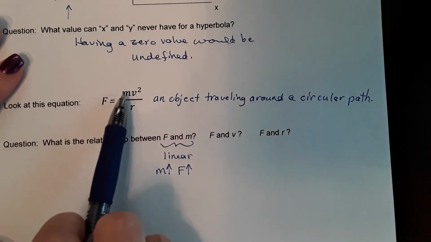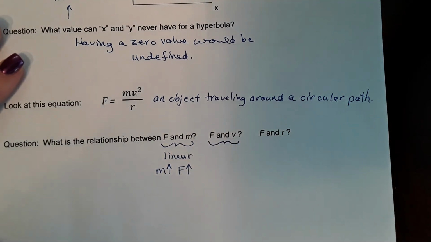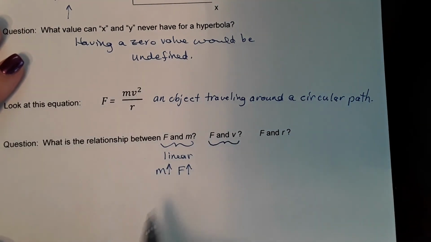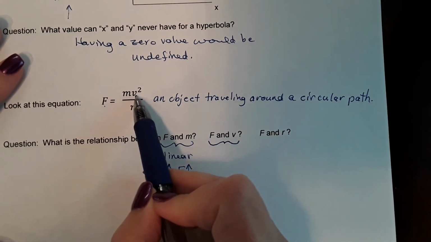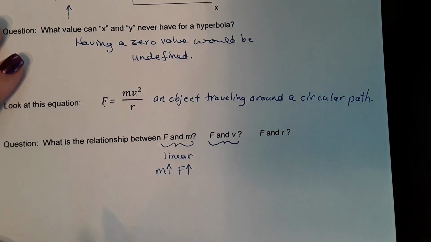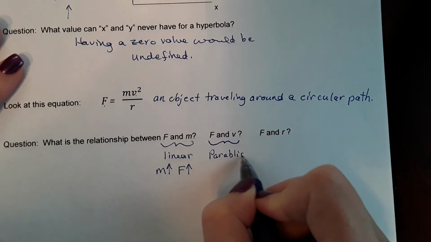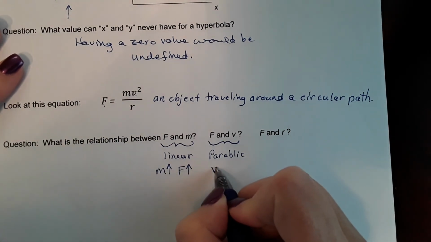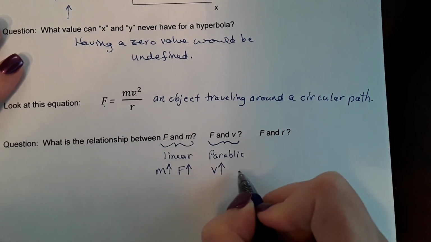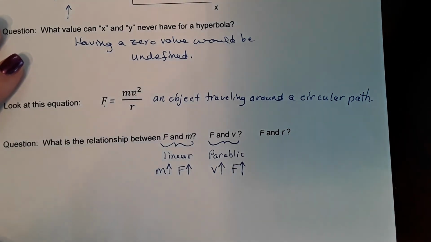Now, let's keep the mass and radius constant, and let's look at how fast we're whirling the mass on the string. Well, notice F is in the numerator, V is in the numerator, but V is squared. Well, by definition, that was our parabolic relationship. So as V increases, F also increases, but by the square of the factor of V.